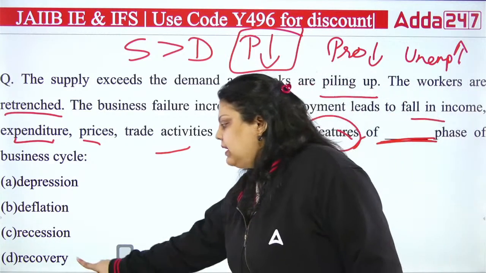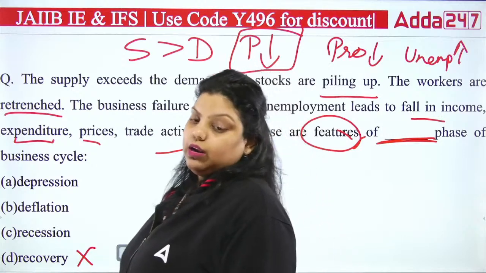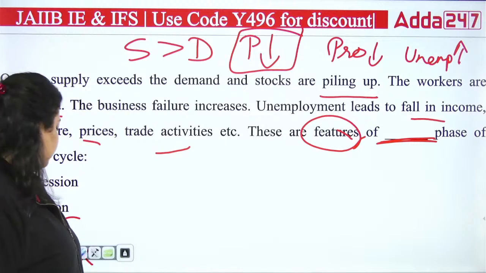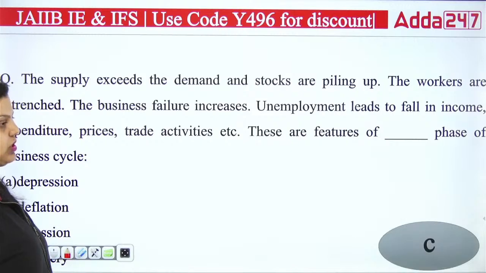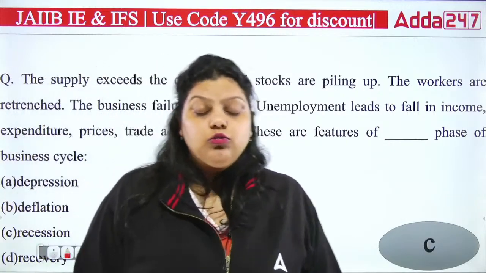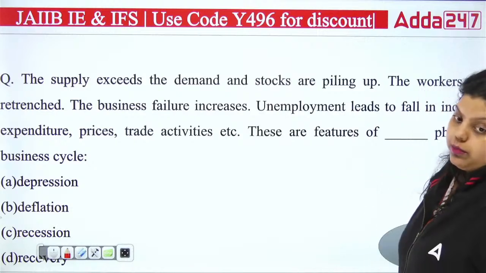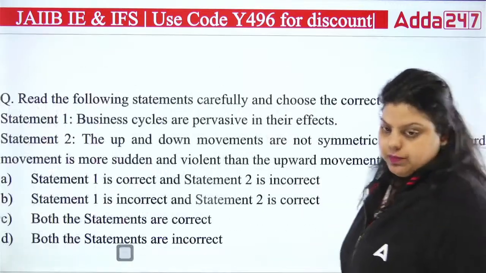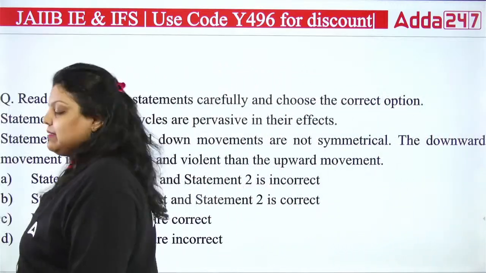It cannot be happening in the recovery. Obviously, we know recovery cannot have this kind of situation. It can be depression, deflation, and recession. And actually, the right answer is your recession. It is your recession when your economy starts seeing that the business failure is increasing. It means economy is in the recession where the unemployment is, sorry, unemployment is increasing in the economy. And people have been fired from the job. So right answer is C. This is the recession of the economy. Recession means you are facing crisis in the economy.